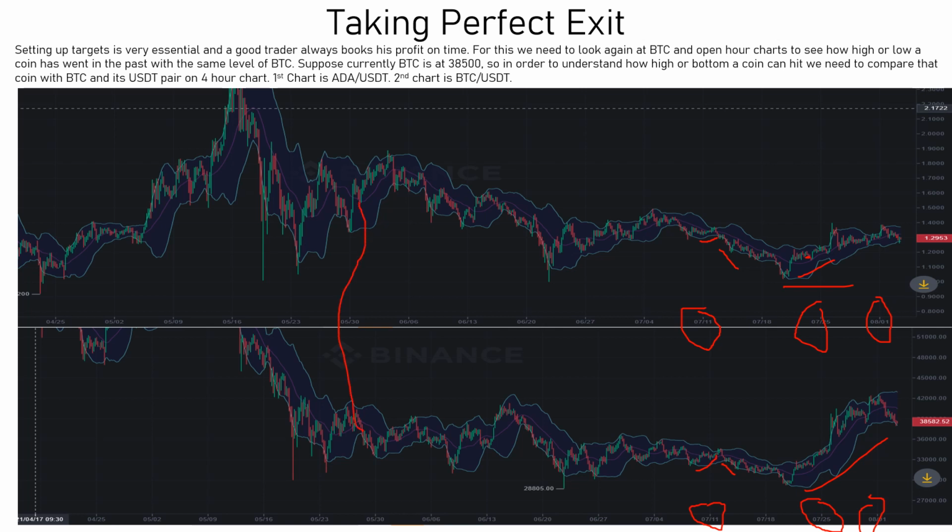Sorry for the line, you just do like this. You will notice that ADA is still undervalued, it can still go up here. So my target will be here instead of here. I'll wait until my target reaches here, and I will exit from this point. I hope you understood. This is a simple thing. Just follow Bitcoin and everything will be okay.